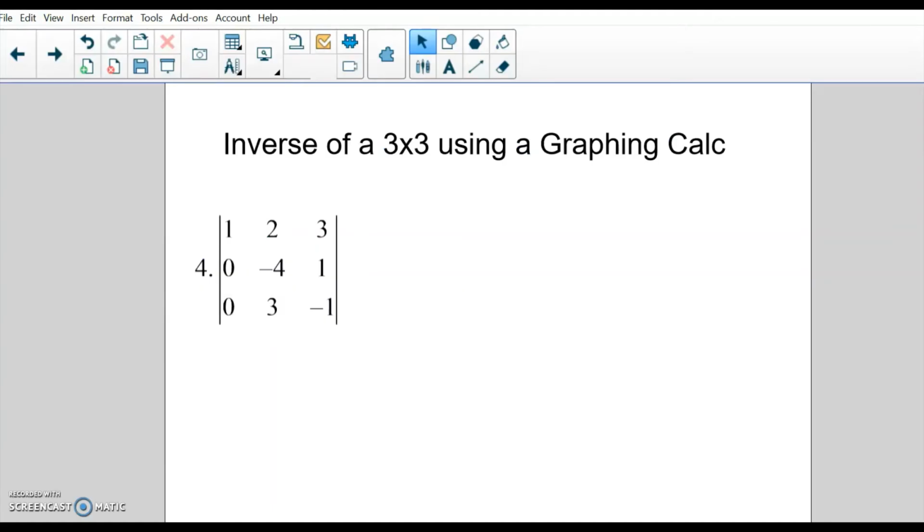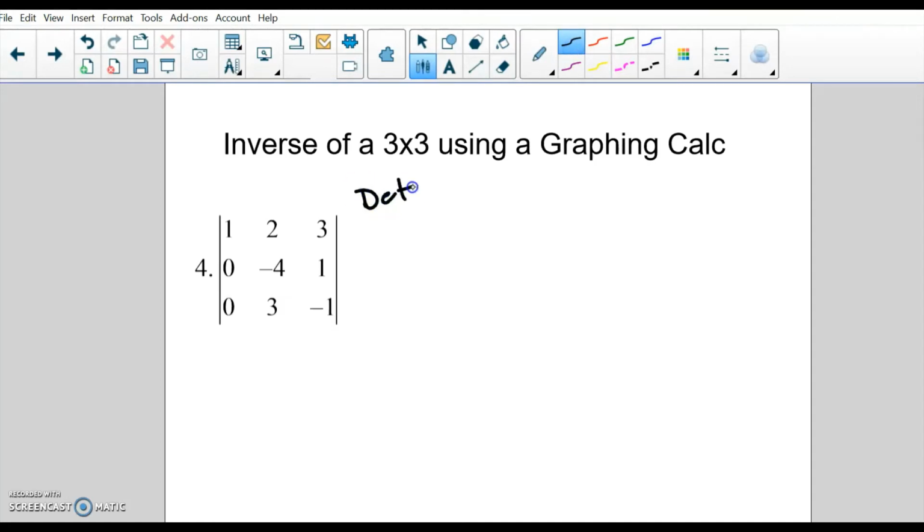Alright, so next we're going to find the inverse of a 3 by 3 using a graphing calculator. Now this is the 3 by 3 matrix that we used earlier to find the determinant. And we know that the determinant of this matrix was 1. And we did 4 minus 3, which was 1. So we know this exists.